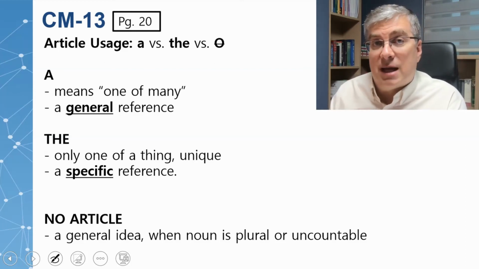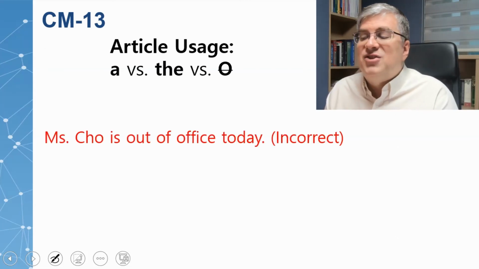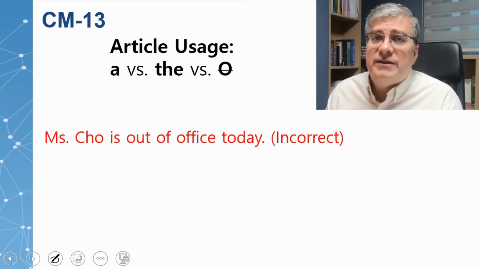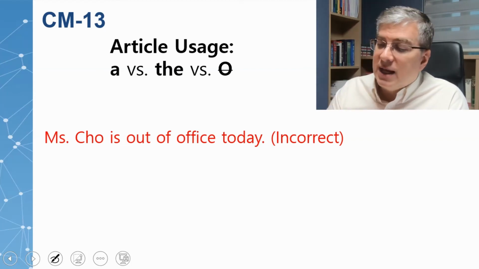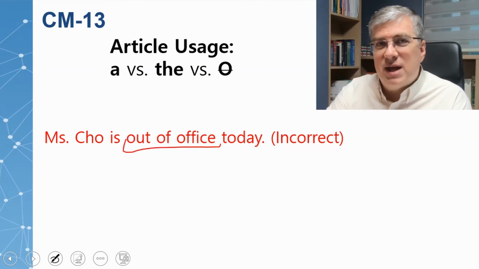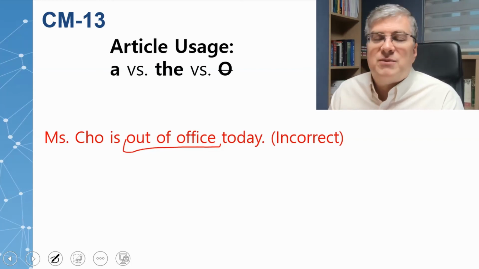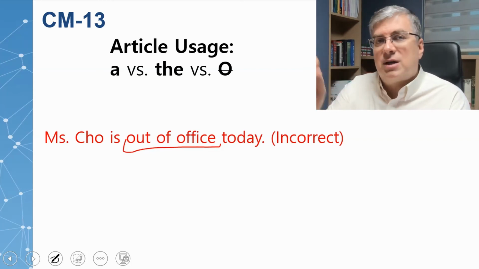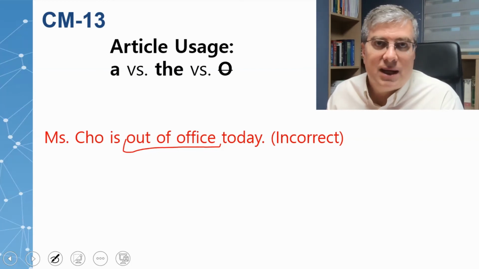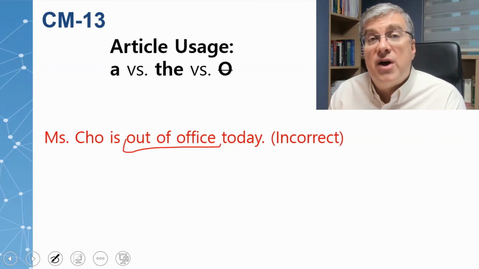Let's go over some examples. First of all, we have: Ms. Cho is out of office today. Now, this is something that I've been hearing fairly often recently. I understand that out of office is an expression that people might use as an abbreviation, or maybe even as an adjective sometimes. For example, sometimes people might send an email and the subject line is just out of office this week. In other words, I'm out of office. But technically, if you're writing a sentence, it should be I'm out of the office.